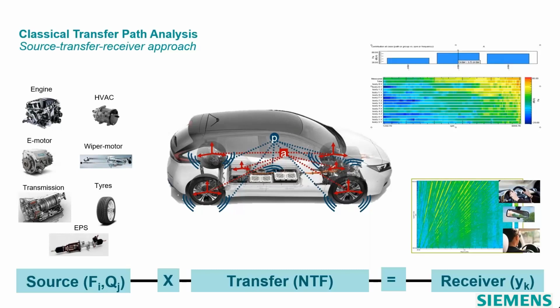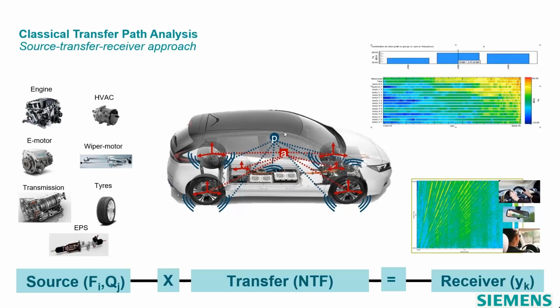So what do we do there to evaluate the noise and vibration performance of a certain noise source? For example, if you have the engine inside the vehicle and there is a disturbing noise inside the vehicle, we want to see how this energy is traveling from the engine to the driver's ear or to the seat that is vibrating. To be able to do that, you could do a classical transfer path analysis.